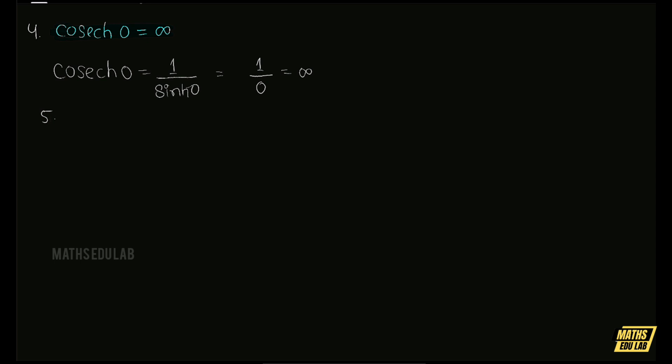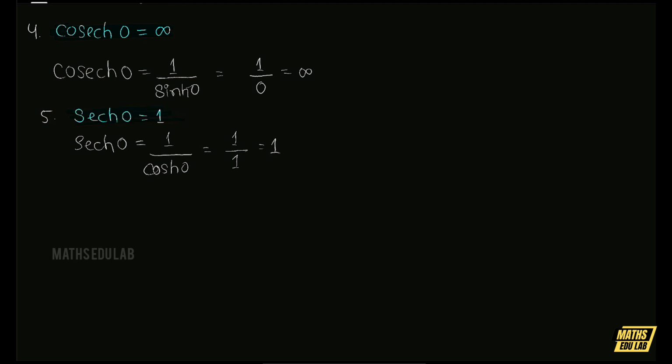So the next one is sec hyperbolic 0 is equal to 1. By the reciprocal term, sec theta is equal to 1 by cos theta. So I can write it here as sec hyperbolic 0 is equal to 1 upon cos hyperbolic 0. So the cos 0 value is 1. So 1 upon 1 is equal to 1.